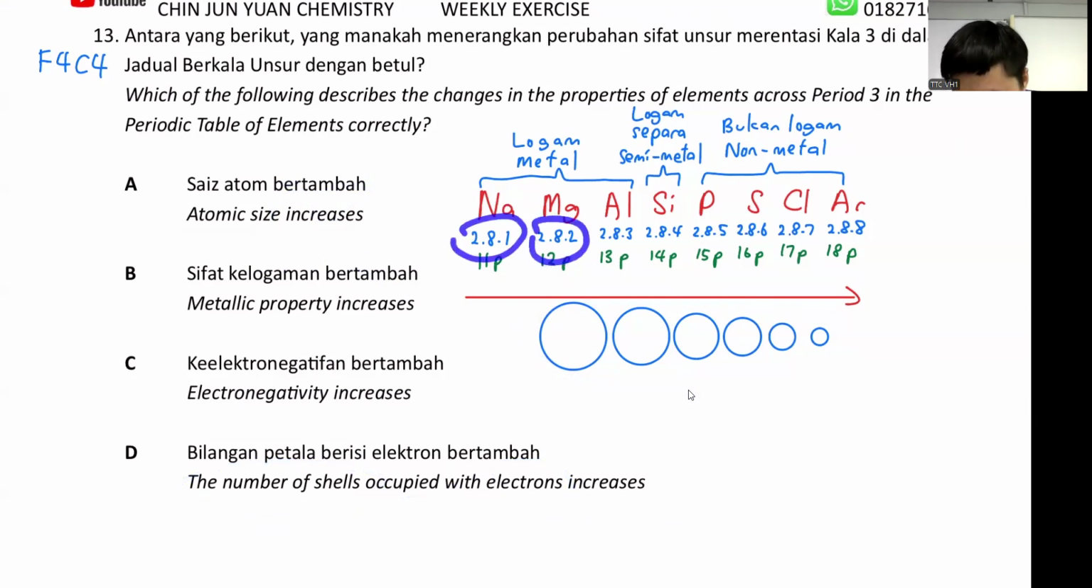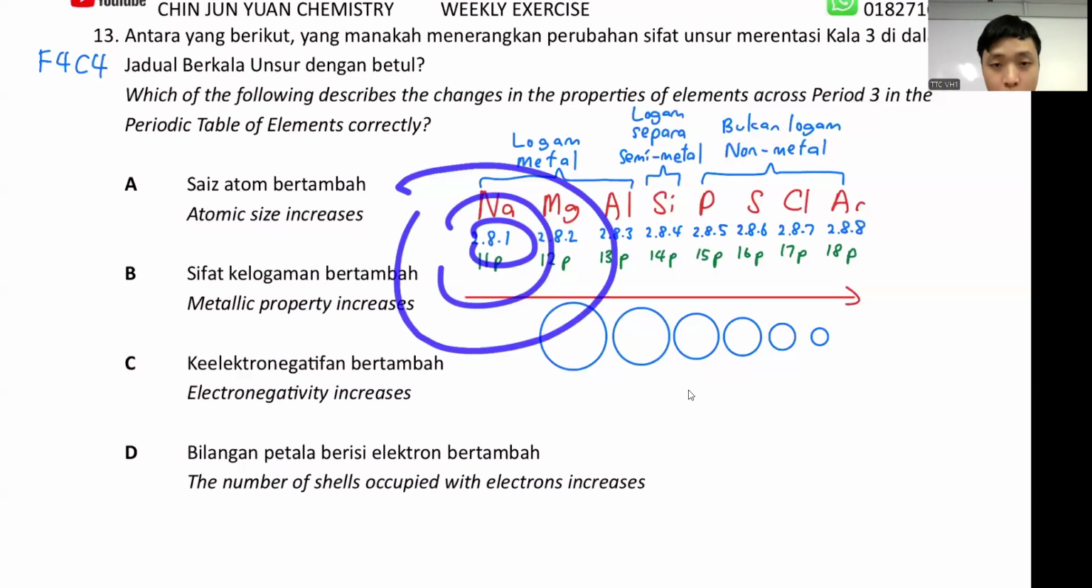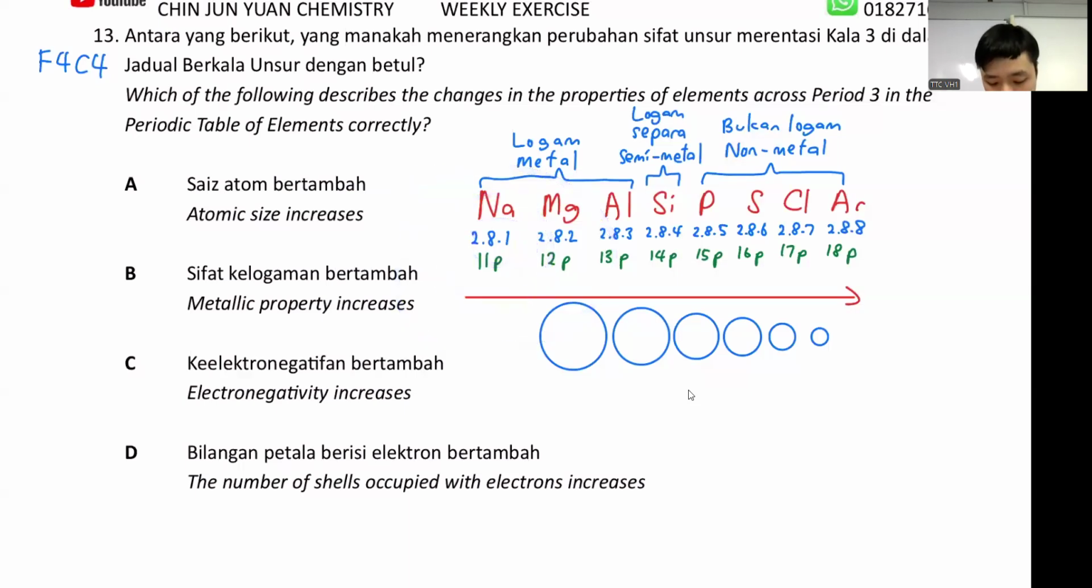You see the electron arrangement, they all have how many shells? This one, period 3. Period 3 means got 3 shells. They all have the same number of shells. Mempunyai bilangan petala yang sama. 有一样的 petala, 一样的圈. So normally got 3 shells. So the answer is C.